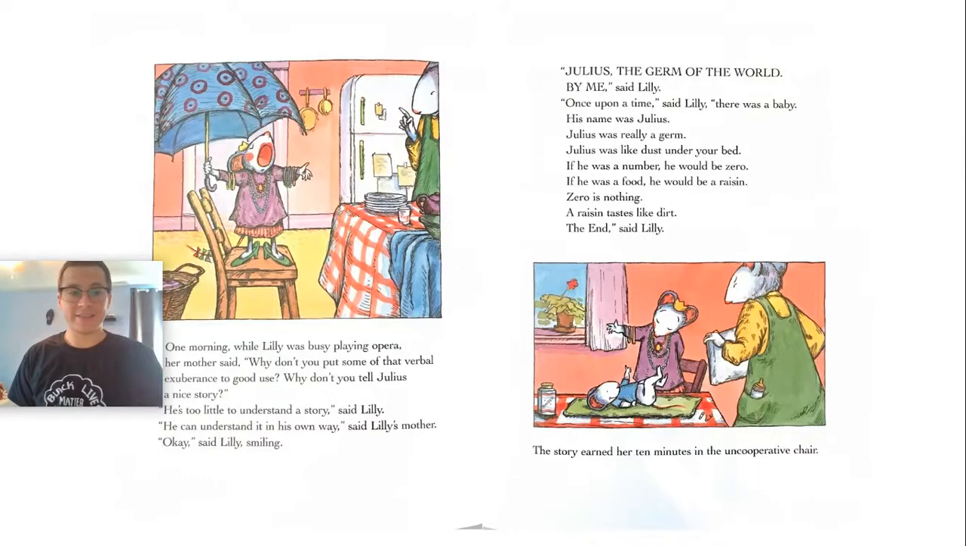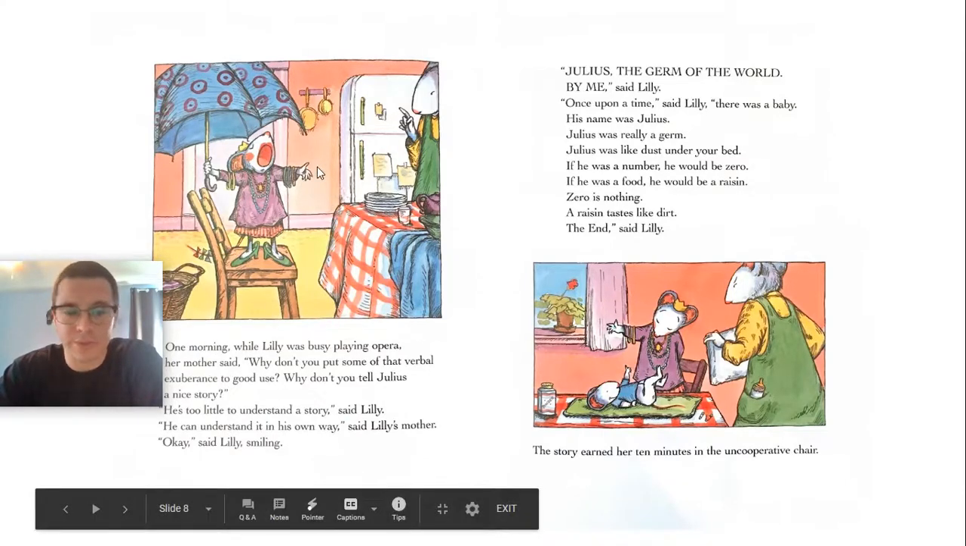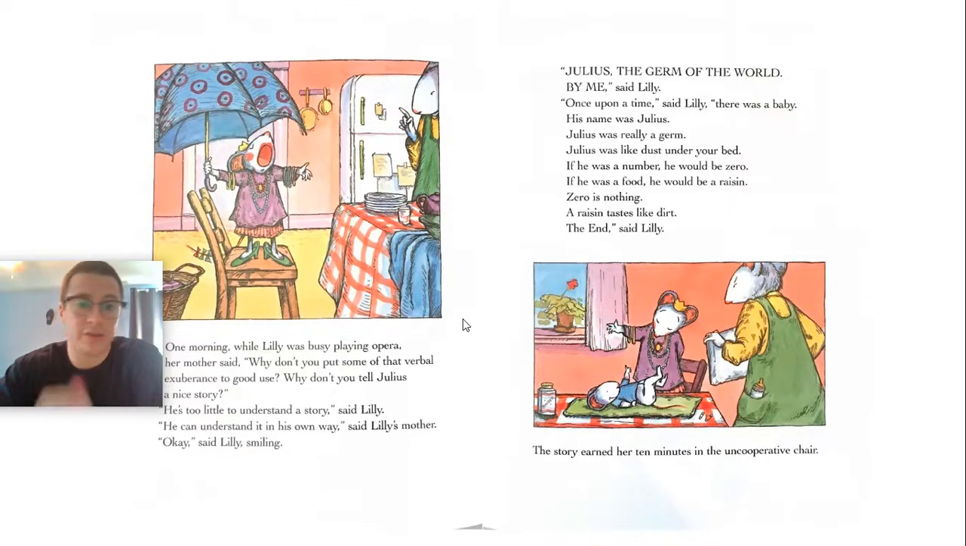So the exit ticket for today is asking you, in Julius, the Baby of the World, how do Lily's feelings about Julius change from the beginning to the middle of the story? So we're talking about character feelings right now, and how Lily's feelings change from the very beginning of the story to the middle of the story. Remember, this is the middle of the story. We haven't read the end yet, so we should not know the solution or the lesson learned, but we can talk about character feelings.